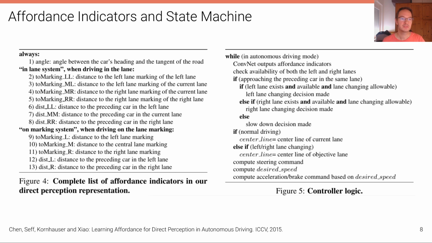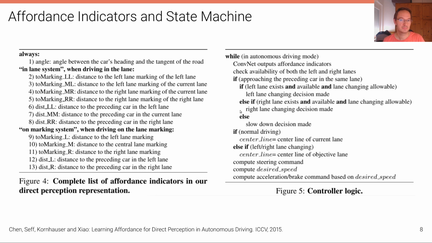Here on the left, these are again 2 figures from the paper. On the left, we see the complete list of affordance indicators of this model, which we have already talked about. There are affordances that are relevant only to the in-lane state and affordances that are relevant to the on-marking state. And on the right, we can see a high-level description of the controller logic. While the vehicle is in autonomous driving mode, the ConvNet, the perception model, outputs the affordance indicators, and it also checks the availability of both the left and the right lanes.